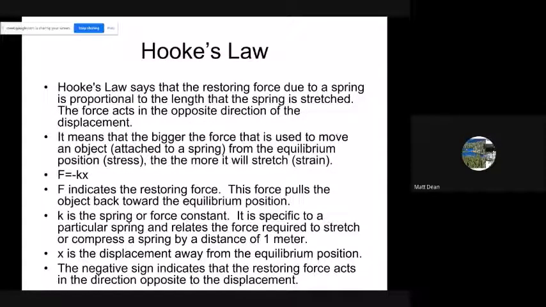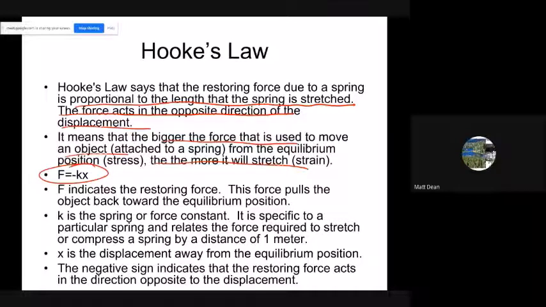So something related is Hooke's law. Hooke's law deals with the restoring force. And it essentially says that the restoring force in a spring is proportional to the length the spring is stretched. It also says that restoring force always acts in the opposite direction of the displacement, always trying to take that spring back to equilibrium. What that means is the bigger the force that's used to move the object, the more it will stretch.